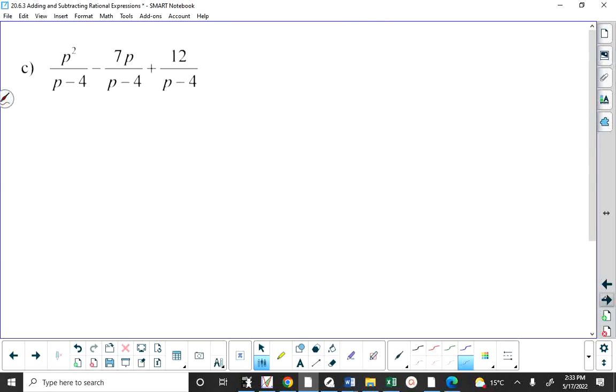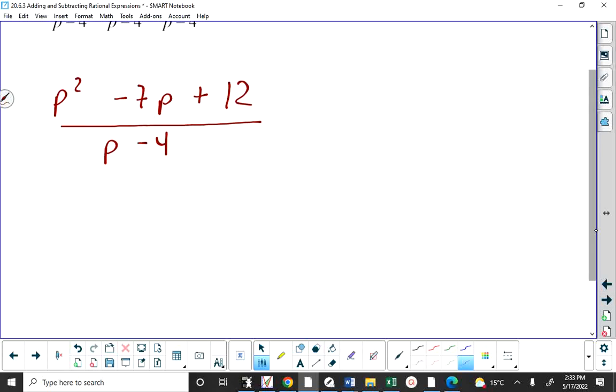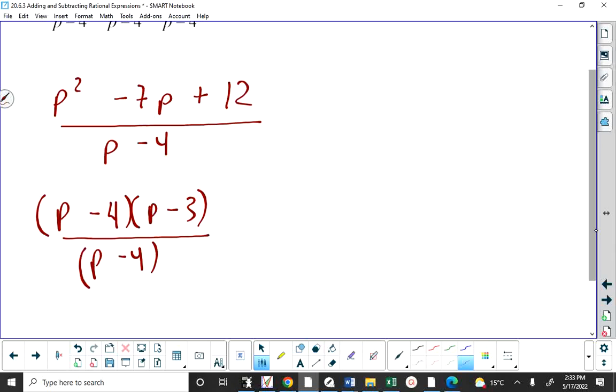All right, one more. This is going to be p squared minus 7p plus 12 all over p minus 4, because the sun shone on us in this example by giving us a common denominator right out of the gate. But that numerator is factorable into p minus 4, p minus 3. This is over p minus 4. The p minus 4's cancel. All you're left with is p minus 3 on the top. But again, p is not equal to 4 because of the p minus 4 that was there.